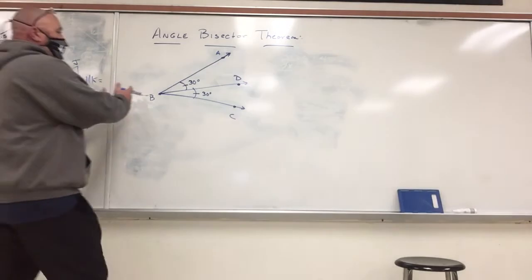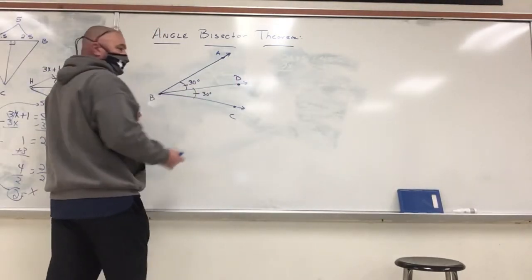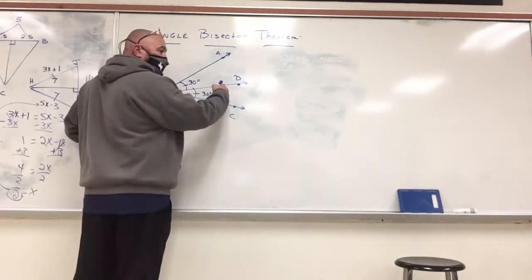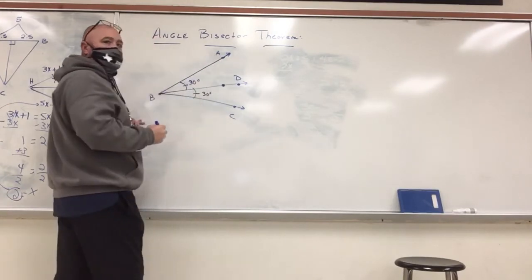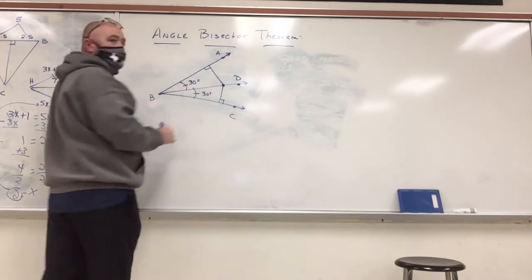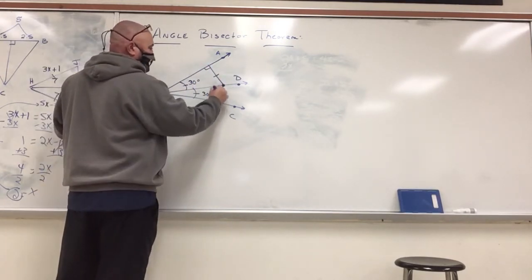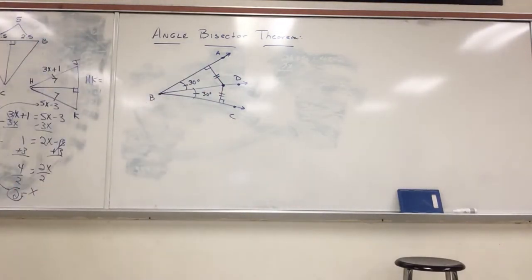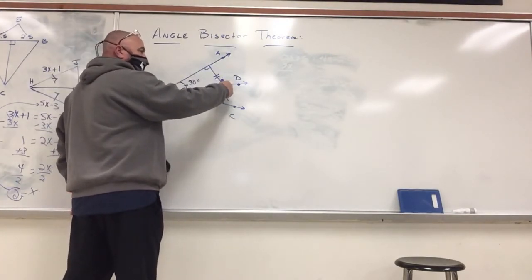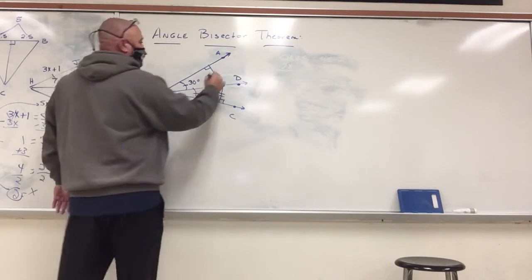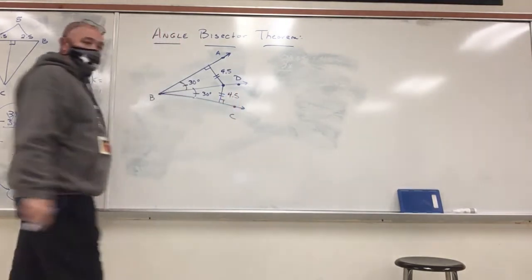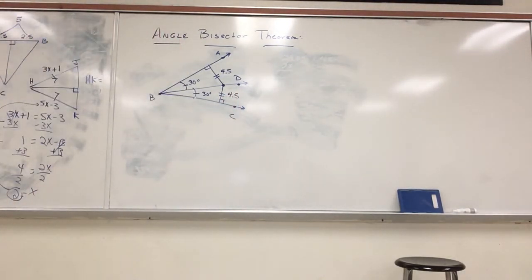Alright, so I can pick any point I want on this angle bisector. Let's pick this point right here. It says that from that point to the side is equal. So if I drop a line down and make that 90 degrees, and I drop a line down and make that 90 degrees, guess what? That is now equal to that. So not only are the angles equal, but the distance from the point on the bisector to the side of the angle is equal also. So if this is 4.5, what's that going to be equal to? 4.5. Does that make sense?